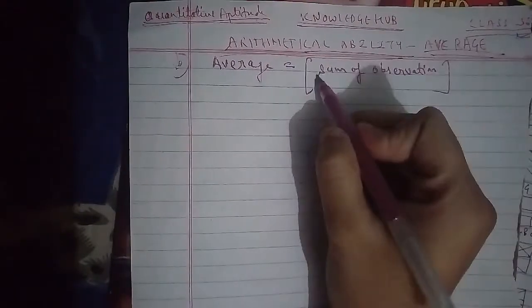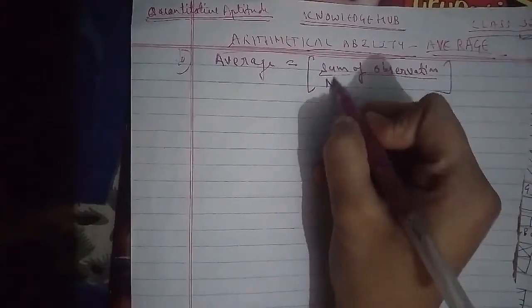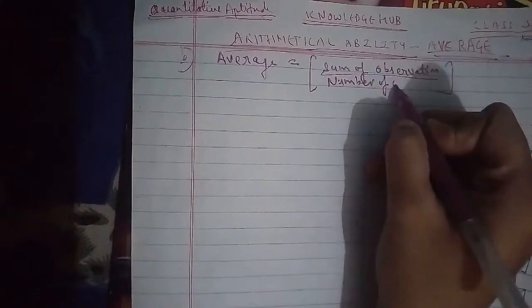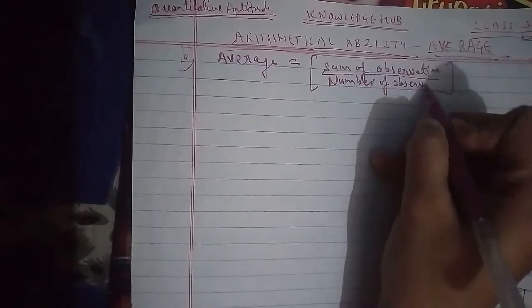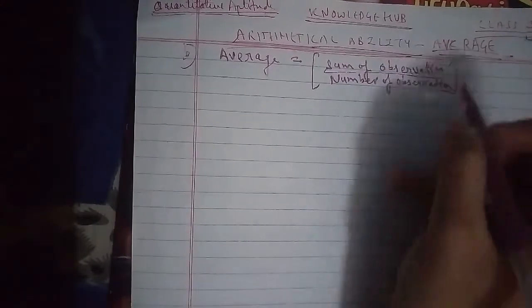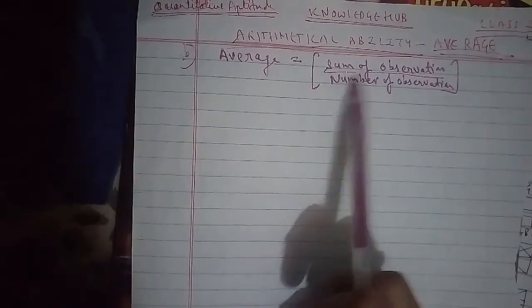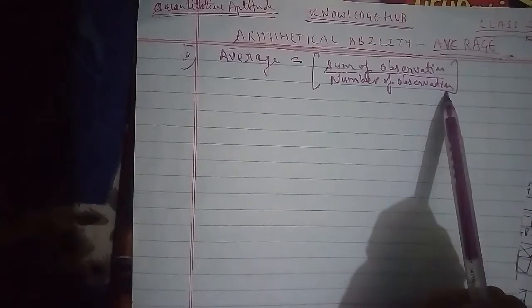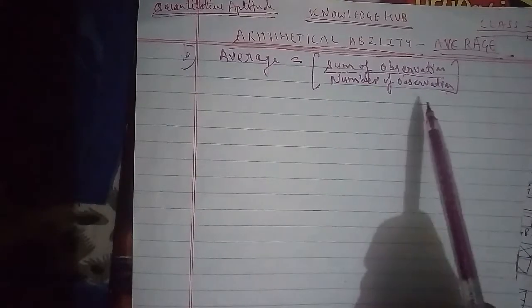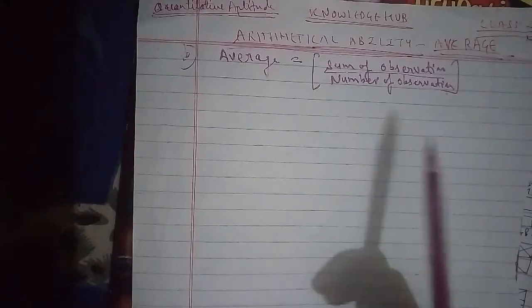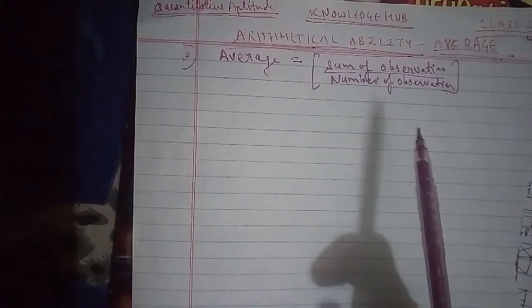Another thing that you have to remember about averages: suppose a man covers a certain distance at x kilometer per hour and an equal distance at y kilometer per hour. Then the average speed during the whole journey will be 2xy upon x plus y kilometer per hour. So we'll go ahead with the first question of the session, and we have to implement it like that only.